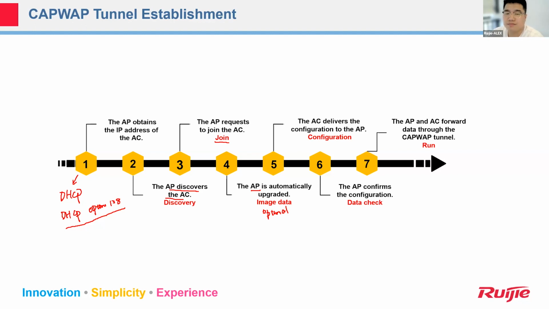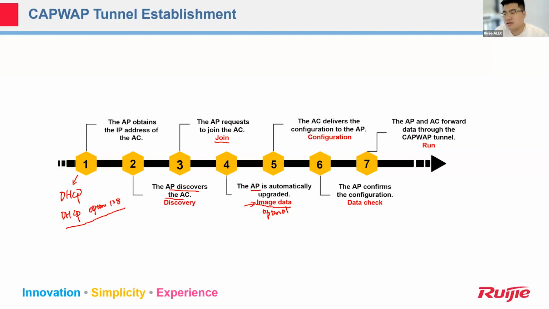For example, after receiving the request from the AP, the AC finds that the version of the AP is not the latest version. So at this time, the image data process will be triggered. Triggered means that the AP will automatically upgrade its version, and then repeat the process to request to join the AC. So about the image data, you should know this step is optional, and the function is to upgrade the AP. And next is configuration.